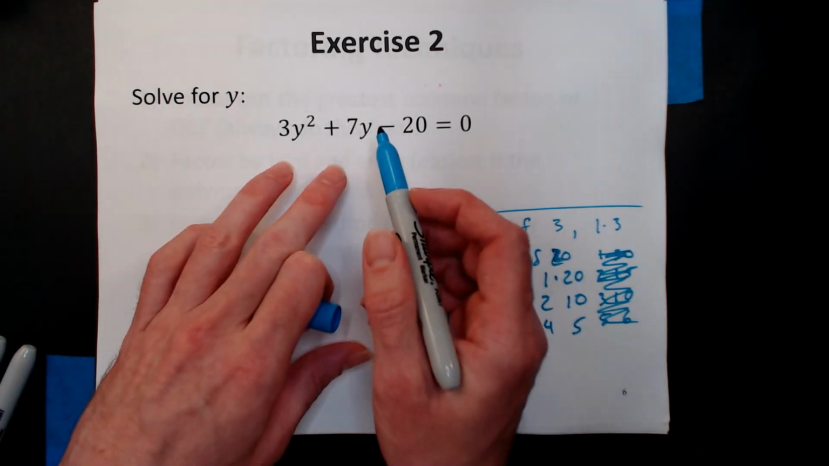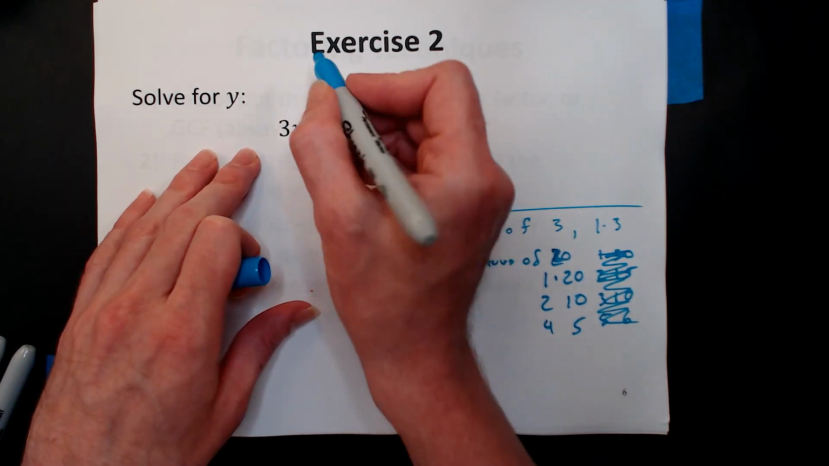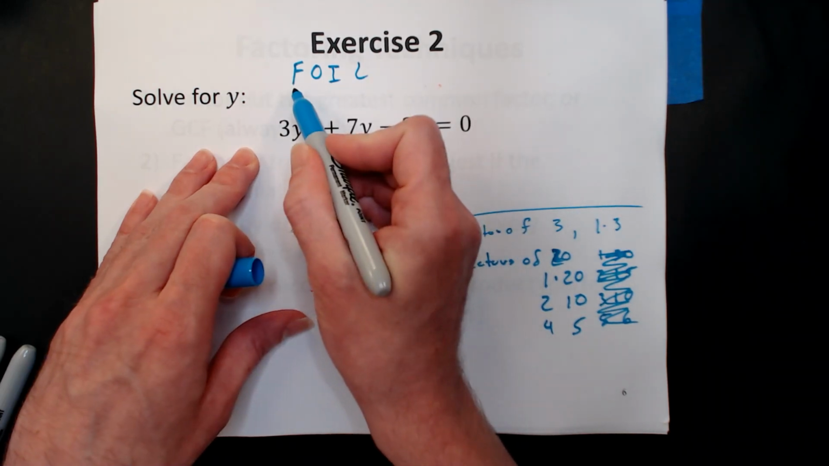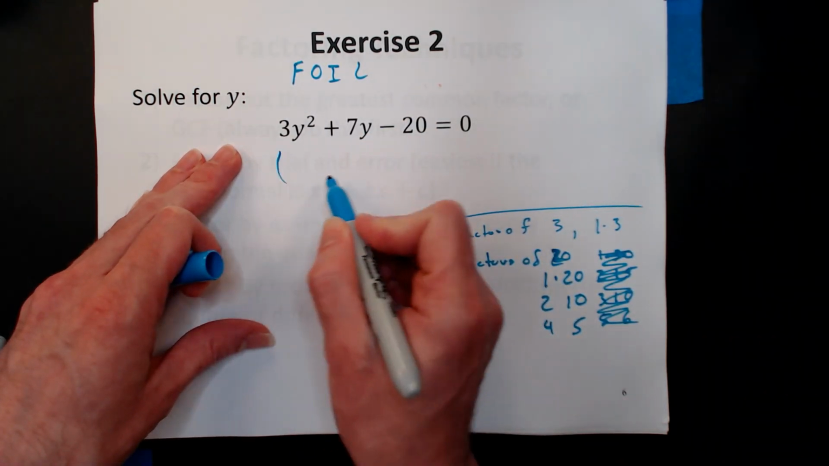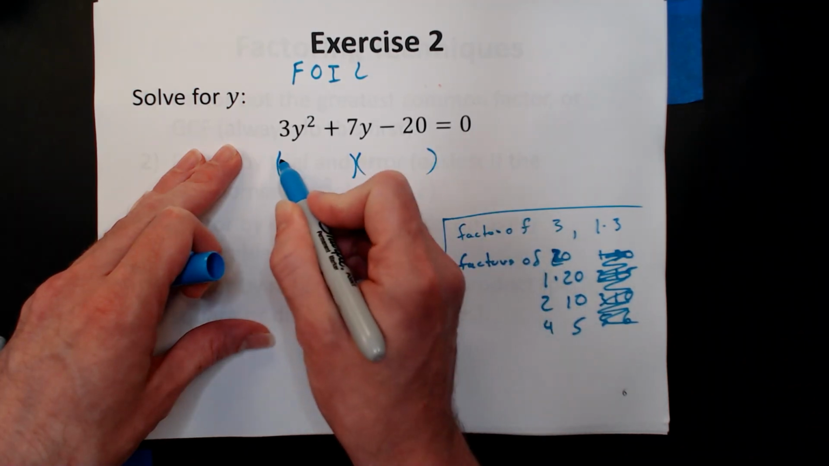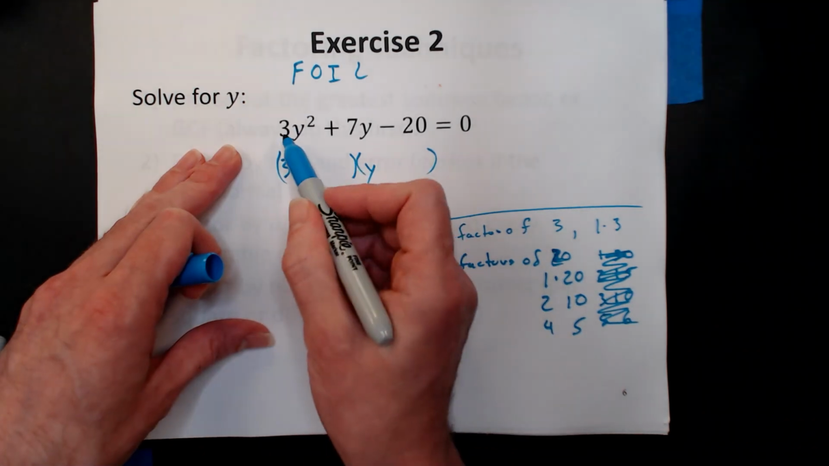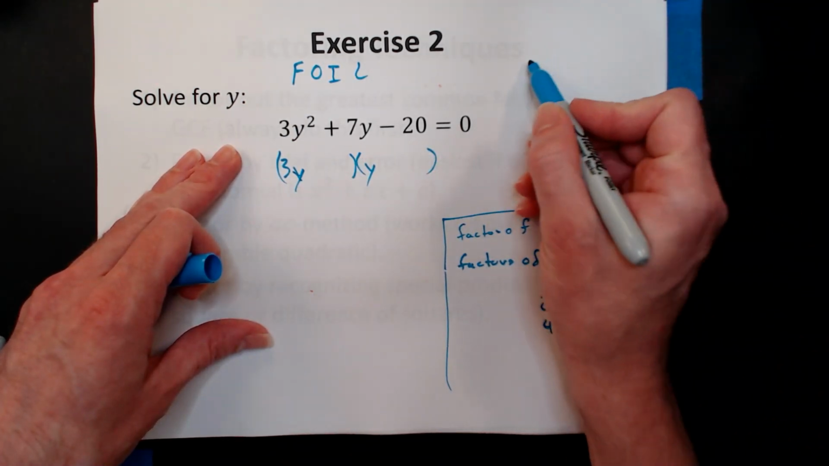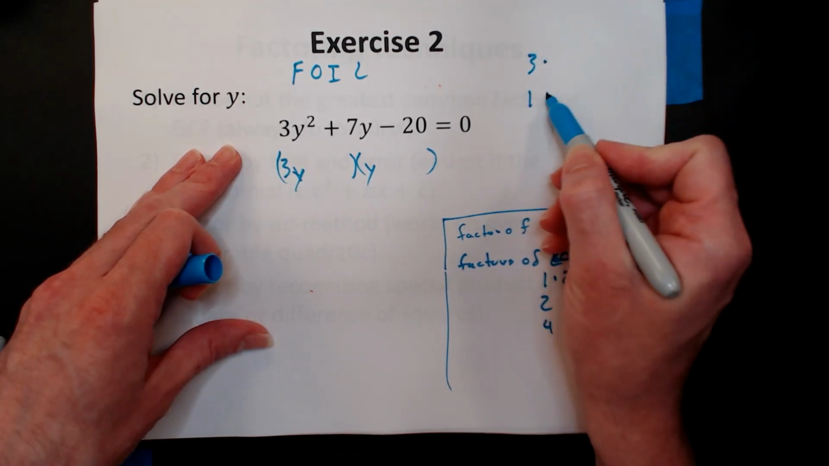So I need a combination of the factors of 20 and the factors of 3 that give me 7. So my first, outer, inner, last. So there's only one way to factor 3y squared, and that's going to be, so I'm going to write my parentheses, 3y times y. That's the only way I can factor that. If I had multiple ways to factor this first one, I couldn't write this first step down yet. So I'm going to have something times 3 and something times 1.